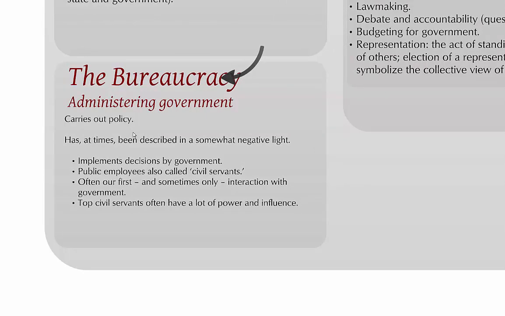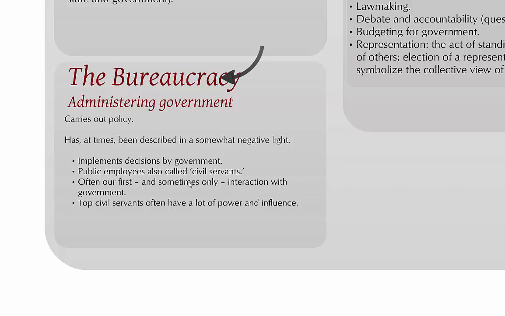This is where the bureaucrats are, the civil servants. They carry out the wishes of the government. So when cabinet has decided something, someone has to do it, and that's where the bureaucracy comes in. It has sometimes been described in a somewhat negative light. There are plenty of stereotypes and caricatures of how the bureaucracy can work, including the word red tape, for instance. Its function is to implement the decisions, and public employees are also often called civil servants because they serve the civic body, if you will.